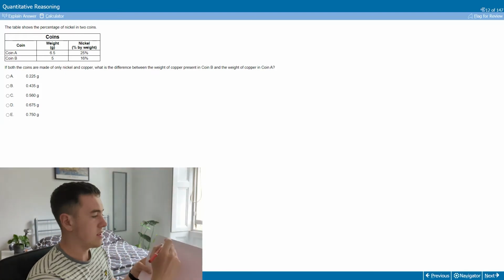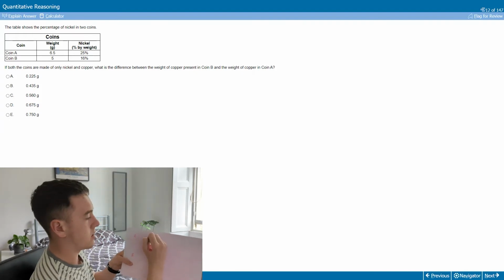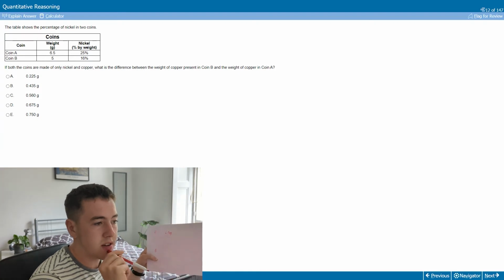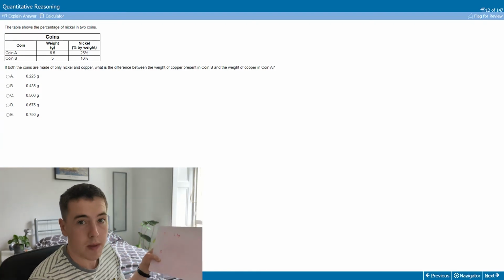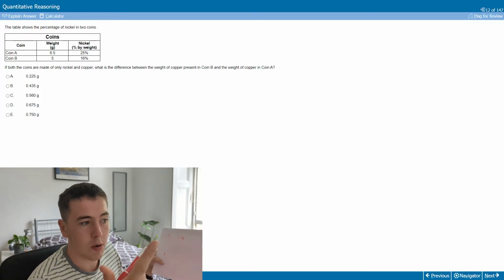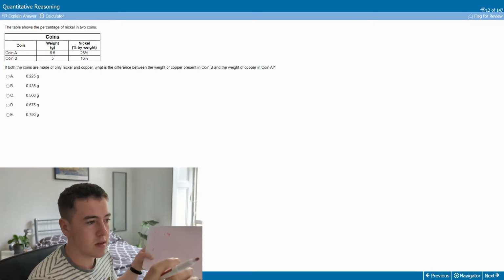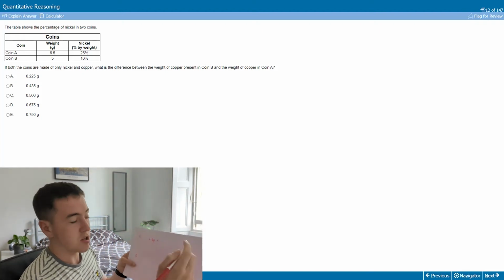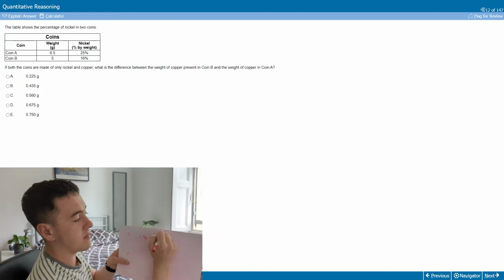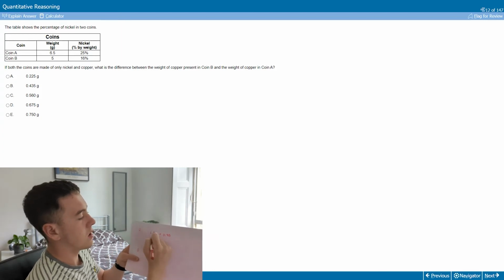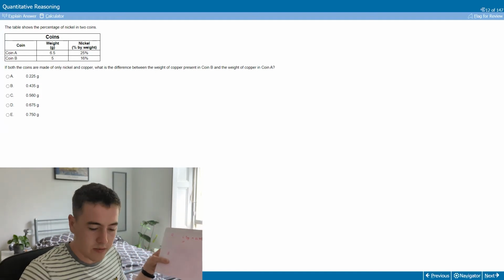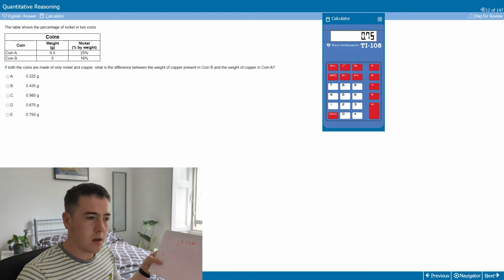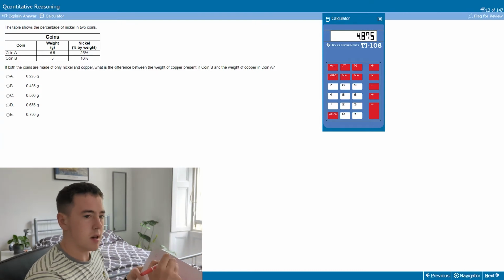We've got a weight for coin A, which is 6.5 grams, and then we know that nickel is 25% of that. So straight away from that we can assume that since there's only nickel and copper, we have 100%, the copper is going to take up 75%. So in order to get the percentage of something, we're going to have to times it by 0.75. Then we can do that on the calculator. So we've got 6.5 times 0.75. We've got 4.875.